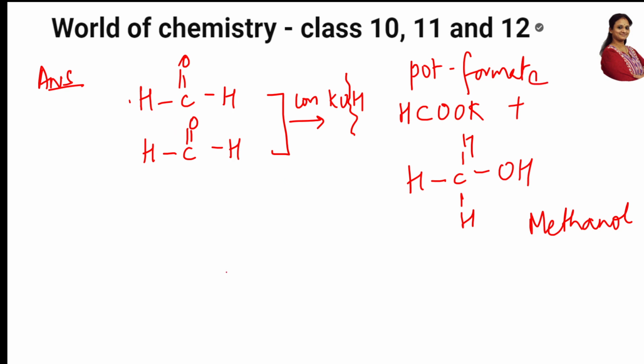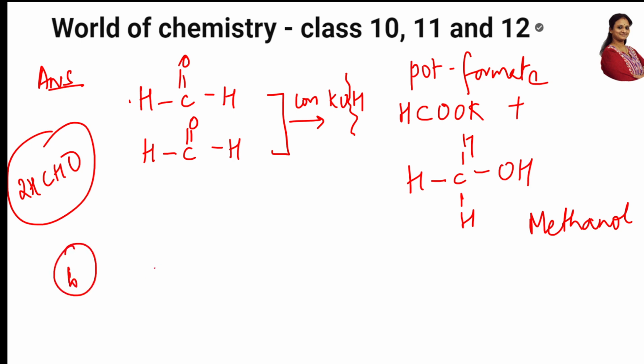undergoes oxidation and also undergoes reduction. So instead of writing like this, earlier you would have written like this, HCHO. That's all. So one will become the salt of it, one will become alcohol. In the second question, what do they give me?